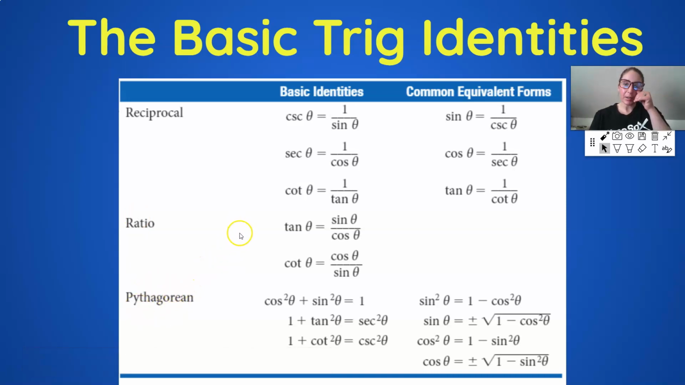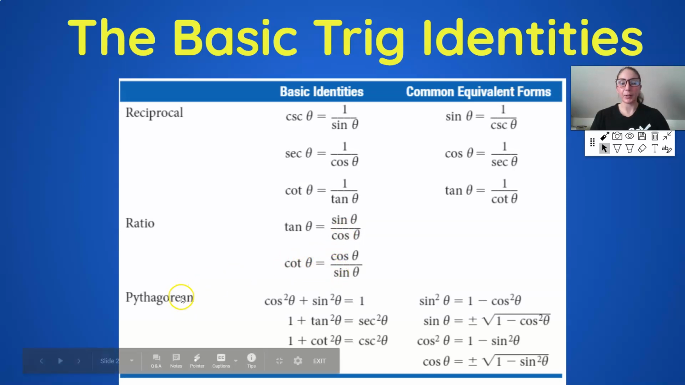And so you can see all the identities here, and their names do make sense, right? The reciprocal identity is cosecant equals 1 over sine, secant is 1 over cosine, cotangent is 1 over tangent. And then the opposite is true too, right? Sine is 1 over cosecant, cosine is 1 over secant, and tan is 1 over cotangent. And the ratio identities correspond with tangent and cotangent. So tangent is sine over cosine, cotangent is cosine over sine.